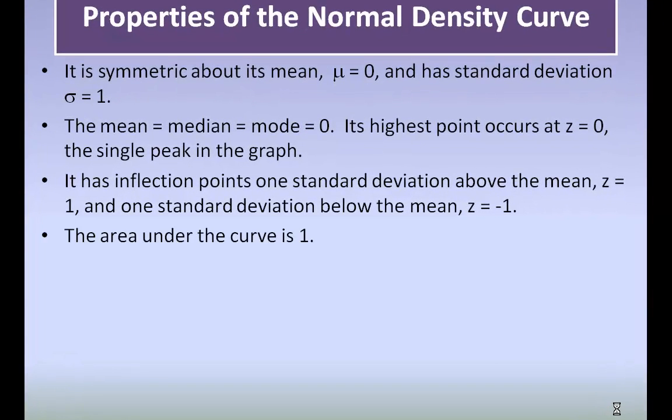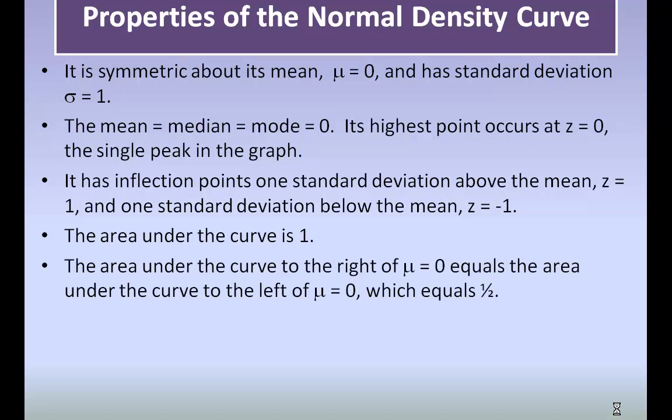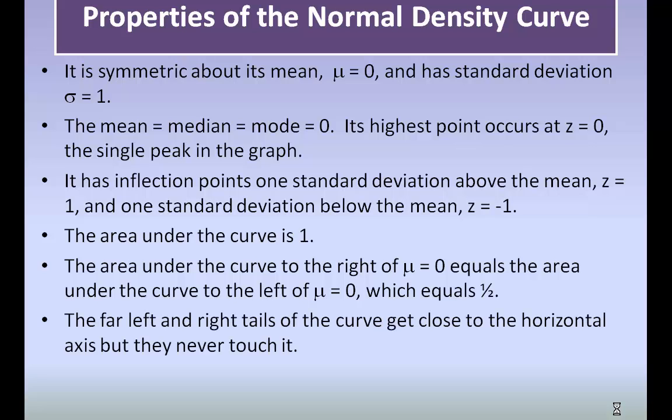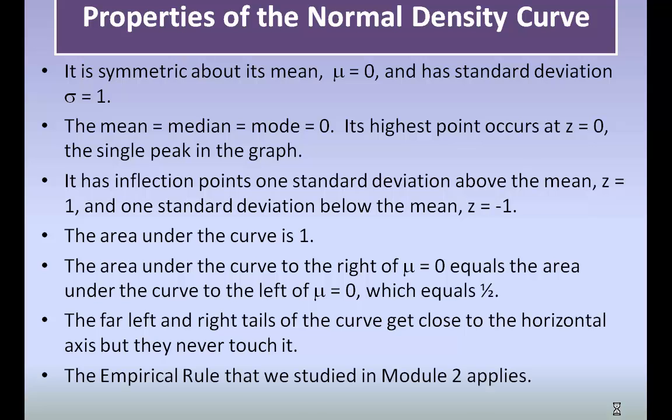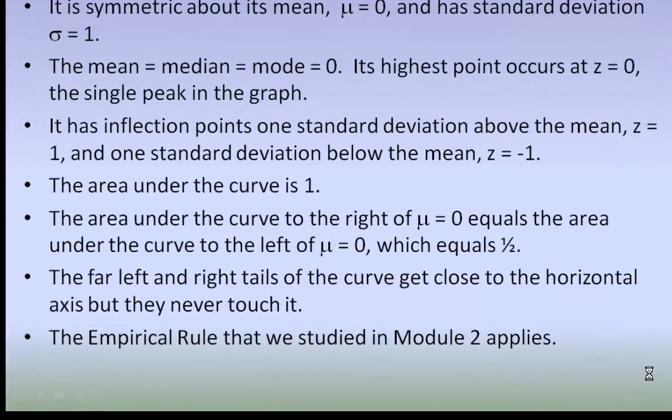The area under the curve is 1. The area under the curve to the right of the mean equals the area under the curve to the left of the mean, both of those being 1/2. The far left and right tails of the curve get close to the horizontal axis, but they never touch it. The empirical rule that we studied in Module 2 applies.